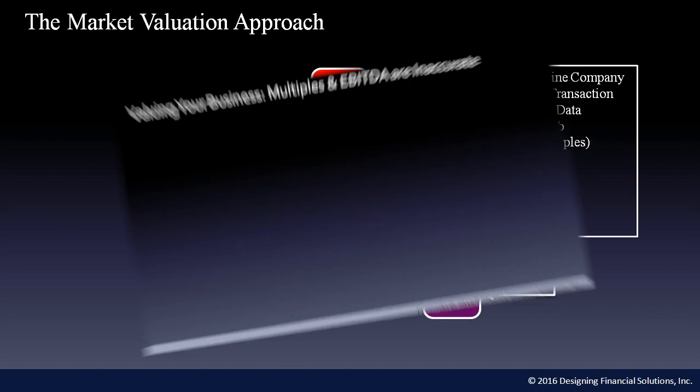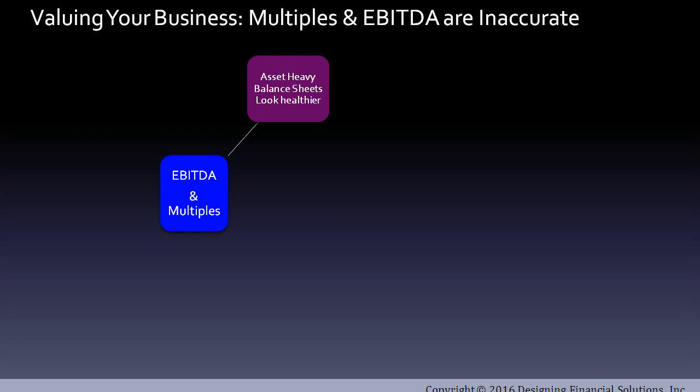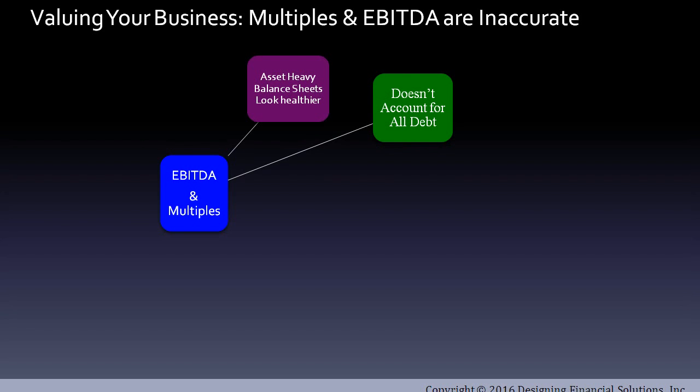So all of these help to look at this, but each business, as you all know, is far different than the other one. In valuing your business, multiples and the use of EBITDA are frequently inaccurate. EBITDA and multiples, if you have an asset-heavy balance sheet, will often look healthier using a multiple because of the way they distort the figures. They don't account for all debt. If you really look at what the impact of debt has on earnings before interest, taxes, depreciation, and amortization, that interest factor doesn't really show you what the factors are.